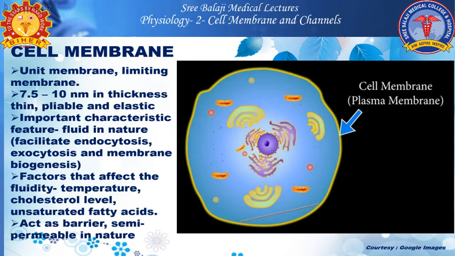Then unsaturated fatty acids. When unsaturated fatty acids are present in more amount, they increase the fluidity. So when the temperature and unsaturated fatty acids increase, the fluidity of the cell membrane also increases. When the cholesterol level increases, the fluidity of the cell membrane decreases.